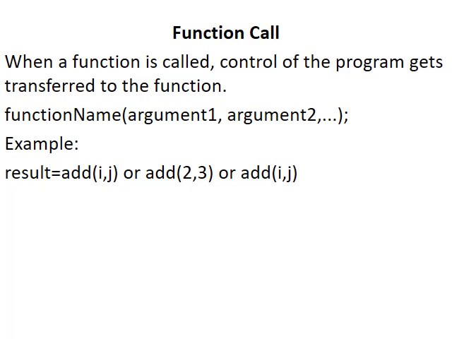Or we can also call it like add 2 comma 3. Directly I am passing the value. Now 2 comma 3 will be copied to a and b in the function, and then the addition task will be performed and the result will be sent back. So when you are calling the function, the values you specify there, you can specify either the values directly or the variables which hold the value. In the calling function they are called actual arguments, and in the function they are called formal arguments. Actual arguments are copied onto the formal arguments.